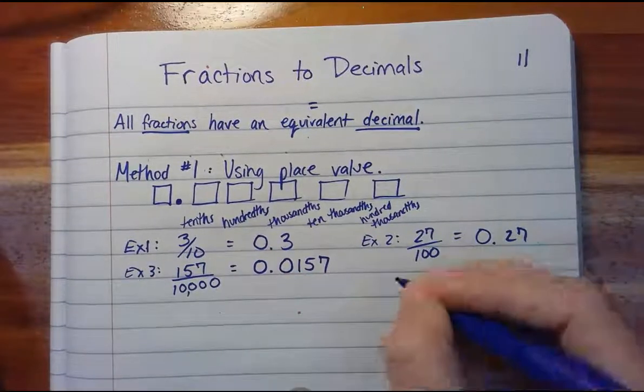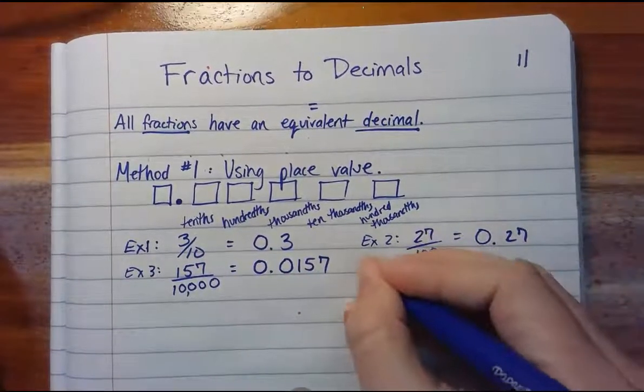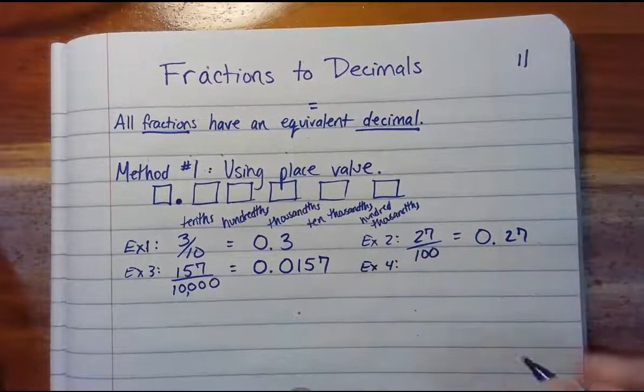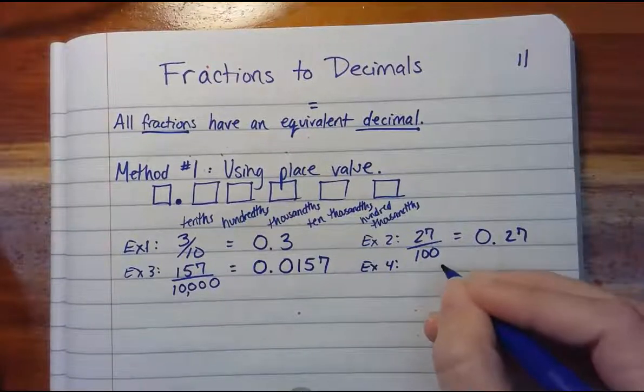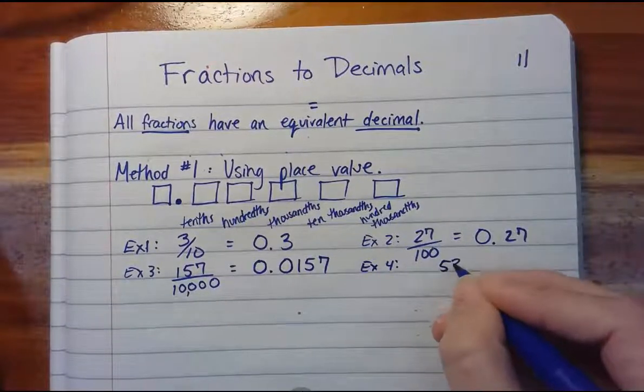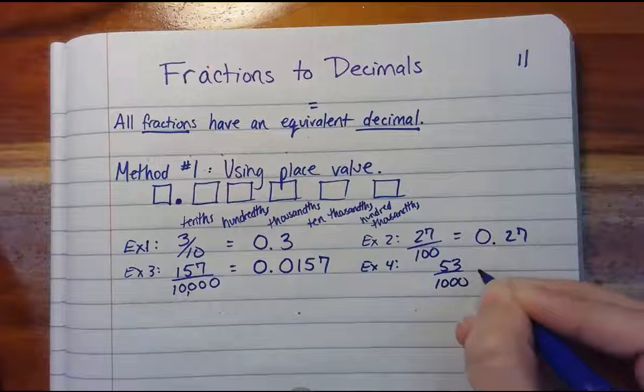And let's do one more example. I kind of went below the line here, but I'm going to squeeze it in. So example number 4, as far as place value goes, what if I had 533 over 1,000?